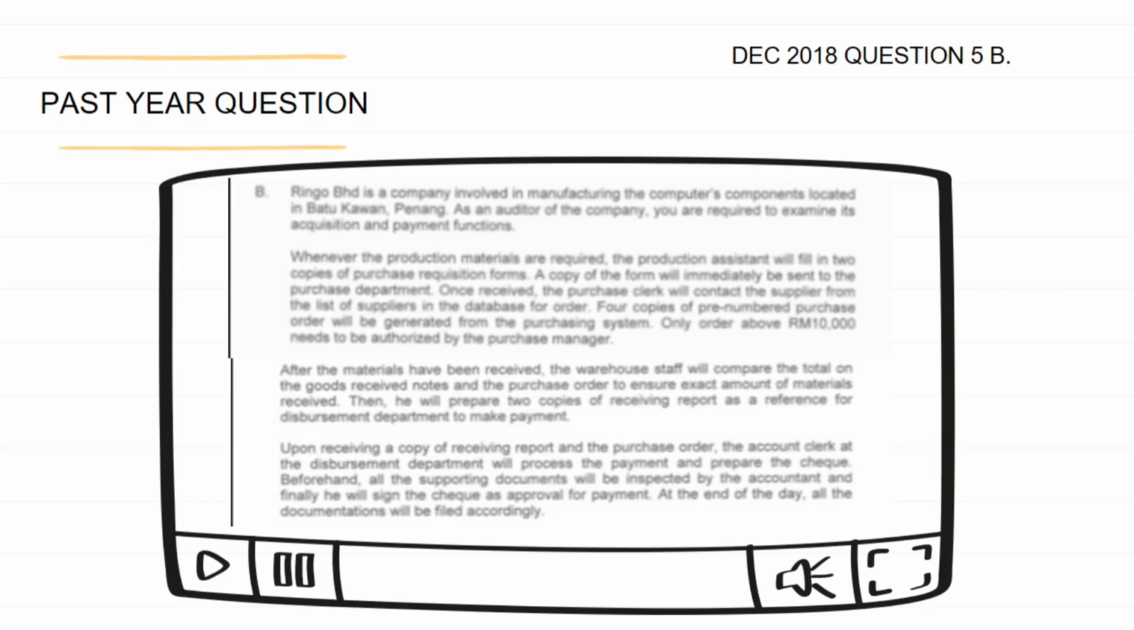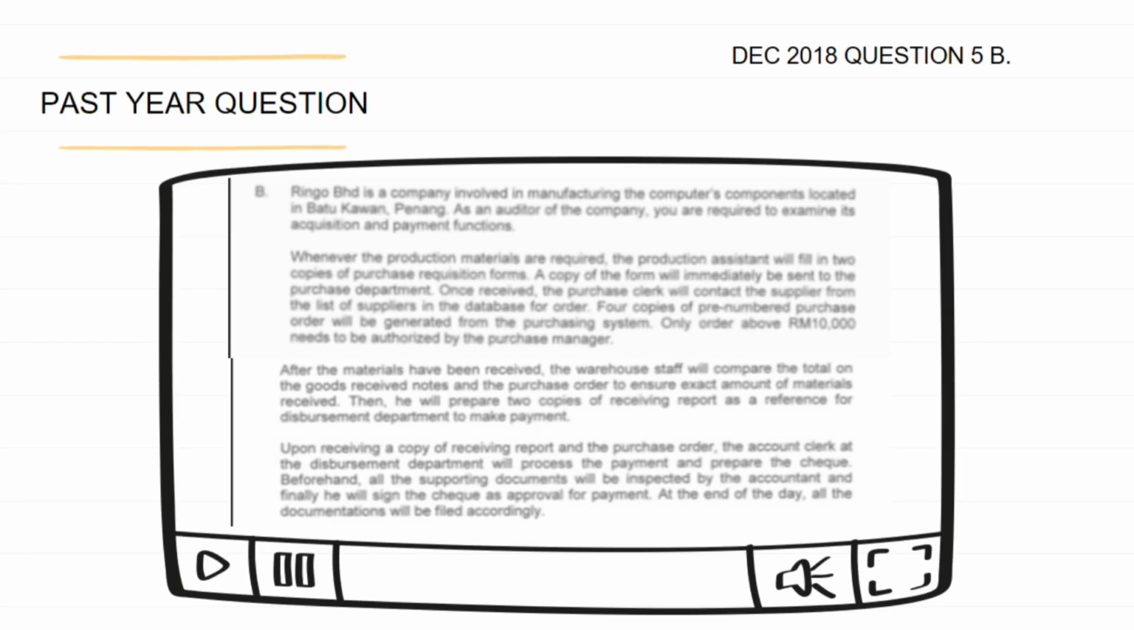Whenever the production materials are required, the production assistant will fill in 2 copies of purchase requisition form. A copy of the form will immediately be sent to the purchase department. Once received, the purchase clerk will contact the supplier from the list of suppliers in the database for orders. 4 copies of pre-numbered purchase order will be generated from the purchasing system. Only an order above 10,000 needs to be authorized by the purchase manager.